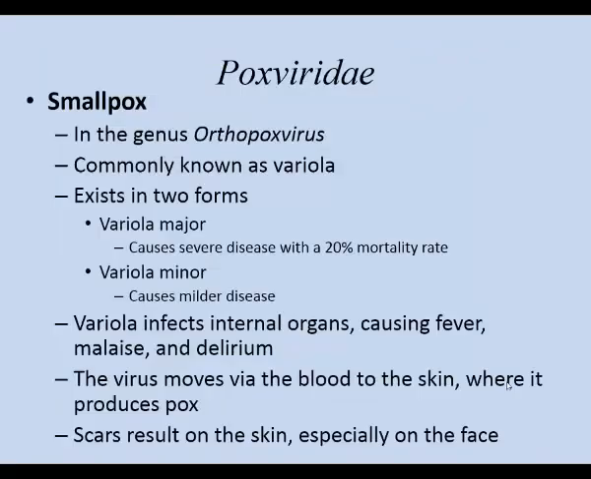Now, smallpox is also a pox in the genus Orthopoxvirus, and it's commonly known as variola. And there are two forms of variola: variola major, which causes severe disease with 20% mortality, and variola minor, causing a milder disease. Variola infects internal organs, causing fever, malaise, delirium, and it moves via the blood to the skin where it produces the actual pox. And then, again like chickenpox, scars result on the skin, especially on the face.